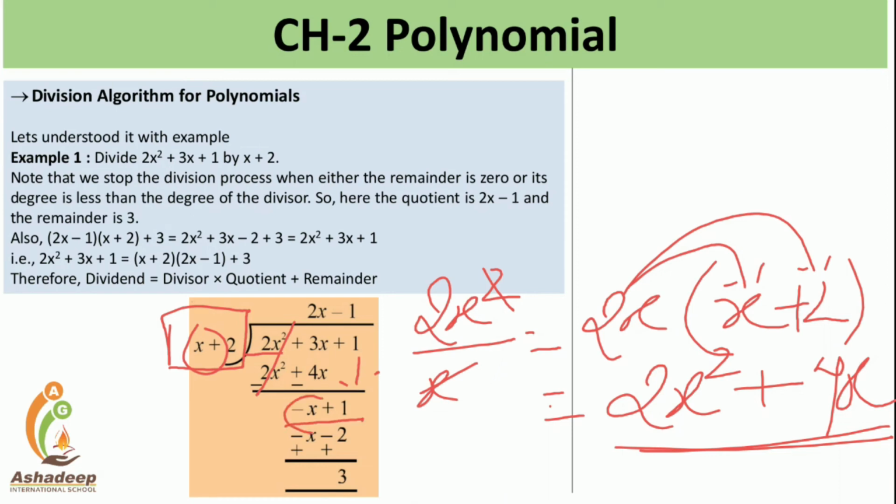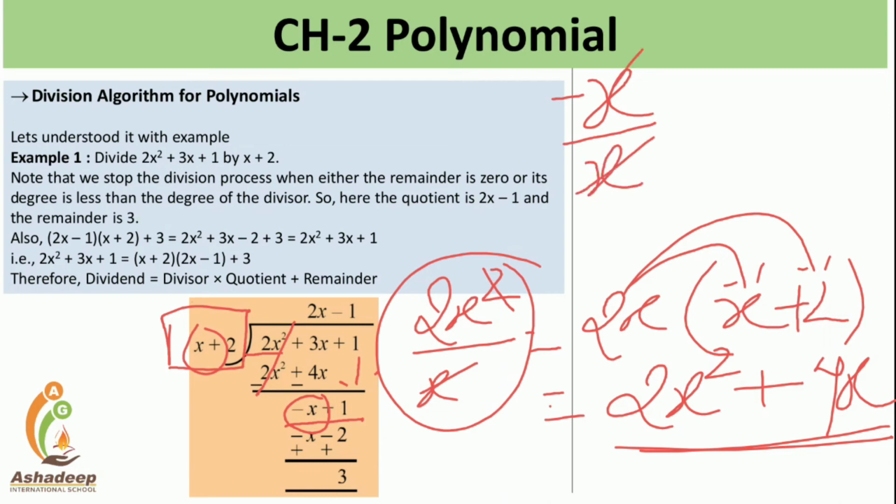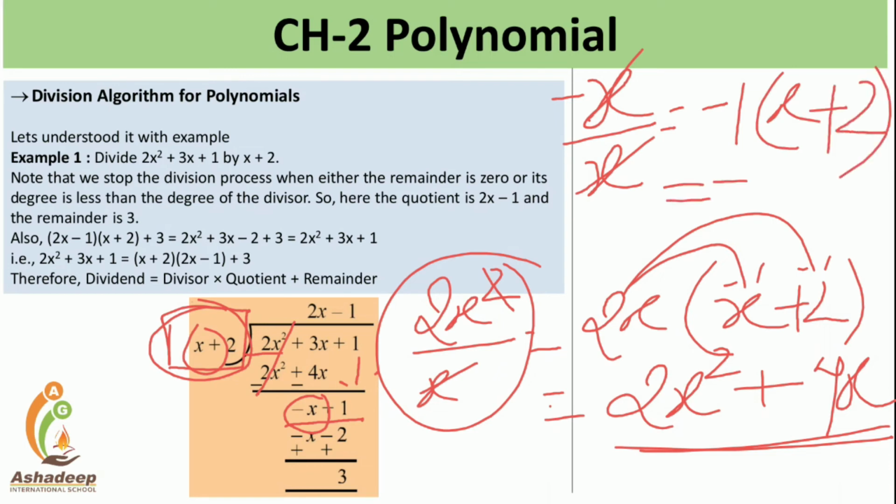So here we have a minus x. What we have to do? In the same manner we have to write down minus x upon x. Minus x upon x is equal to minus 1. Now we have to write down the divisor. What is the divisor? It's x plus 2. So what is the answer? It's minus x minus 2. This minus x minus 2 is written over here.